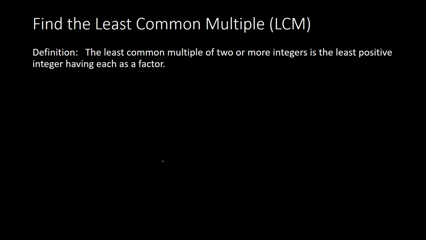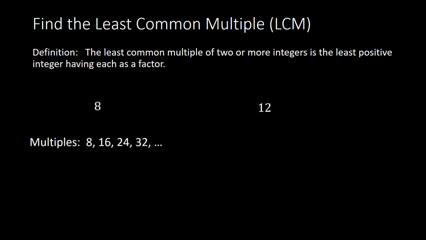Now to find the least common multiple. This is a similar setup, but a little different at the end. It is the least positive integer having each as a factor. So for example, if we look at 8 and 12, the multiples of 8 would be 8, 16, 24, 32. If we take 8 times 1, we get the first number. 8 times 2 is 16, 8 times 3 is 24, 8 times 4 is 32, and etc.